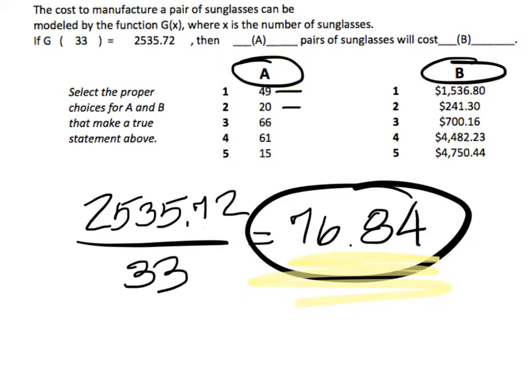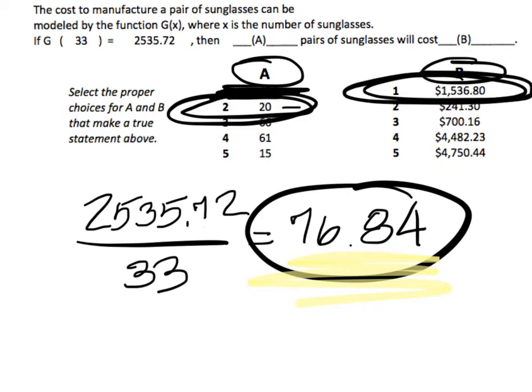Or you could go through and do 49 times 76.84 and come up with 3765.16. Do you see a 3765.16 up there? No. So it's not going to be this one. So what about the second one? 20 times 76.84. That is 1536.80. Do you see 1536.80 up there? So we know that it's got to be 20 pairs of sunglasses that will cost 1536.80. So your answer is 2, 1.